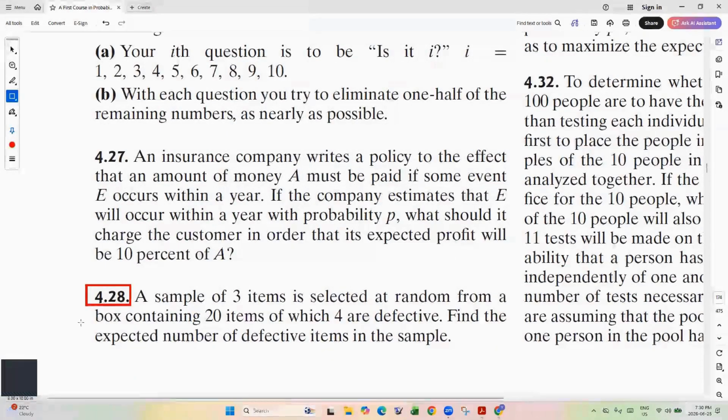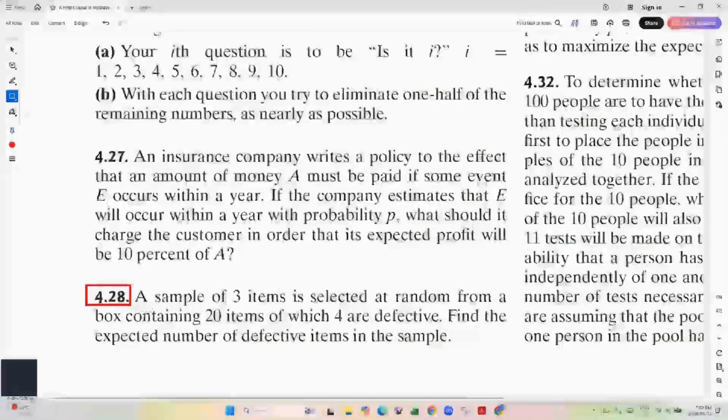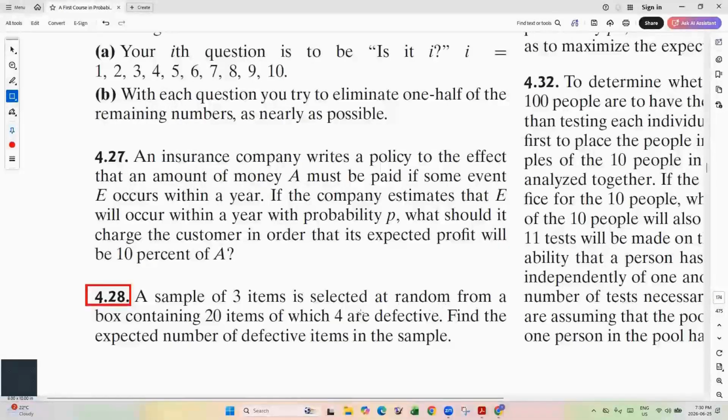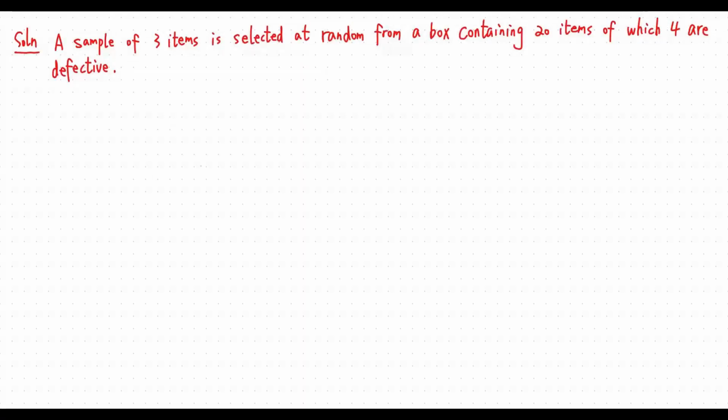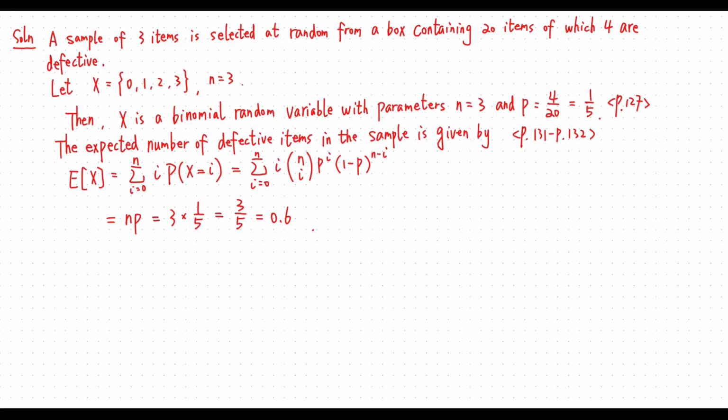Problem 4.28. A sample of 3 atoms is selected at random from a box containing 20 atoms, of which 4 are defective. Find the expected number of defective atoms in the sample. Solution. We find this result.